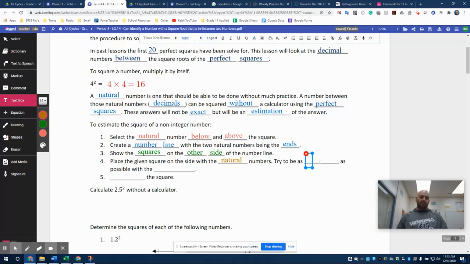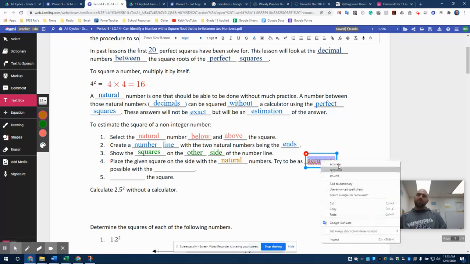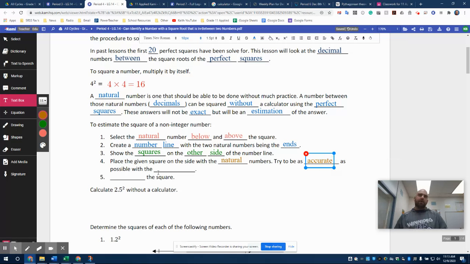And then we're going to try to be as accurate as possible with our placement. Next thing that we do is we estimate the square of our value.